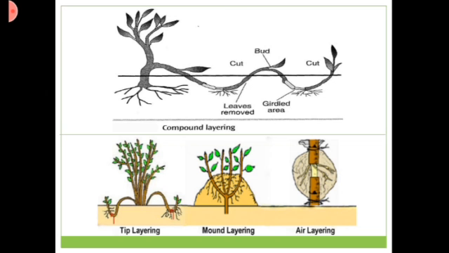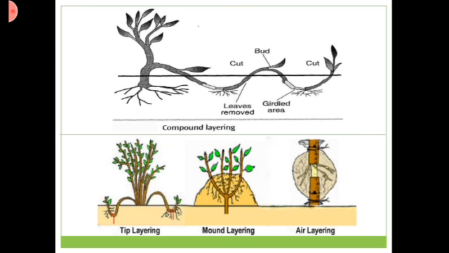Next type is mound layering. So what is mound layering? Mound layering is used for heavy stem shrubs or trees. This means the stem which is heavy or thick, the whole stem comes under the ground and then we have to cover it with the help of soil, and from it a bud will form. The bud will form at the end of the stem, in the lowest part of the stem, and from the bud it results in the formation of new rooted branches.